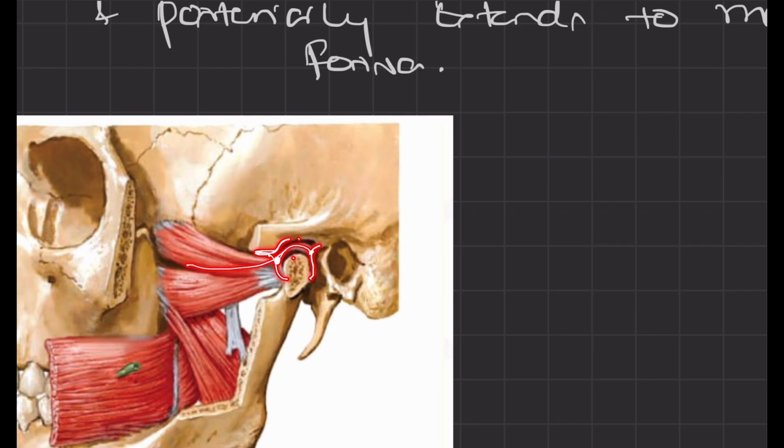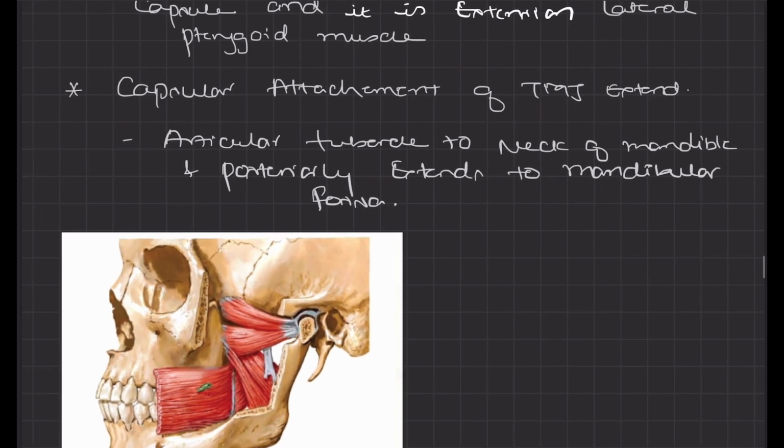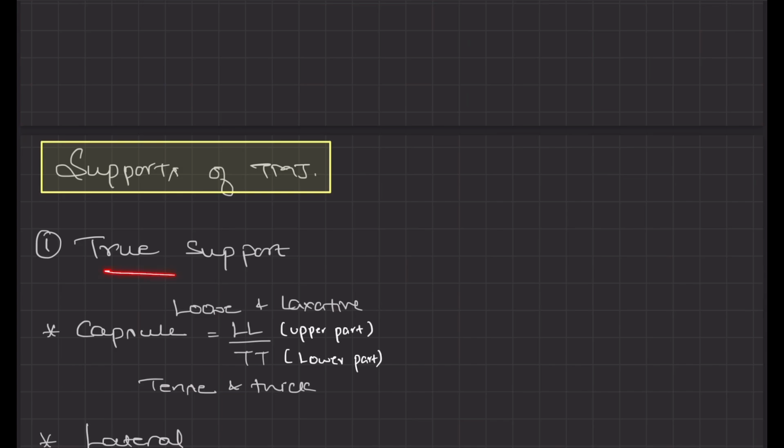This is the capsular space, divided into the upper joint space and the lower joint space. Upper joint space is what? It is loose and laxative. Lower joint space is thick and tense. Remember this. Now coming to the next part, the support of the mandible. There are two supports. One is the true support, which comes from the capsule. Remember the same thing: upper is LL, lower is TT. Upper is loose and laxative, lower is tense and thick.